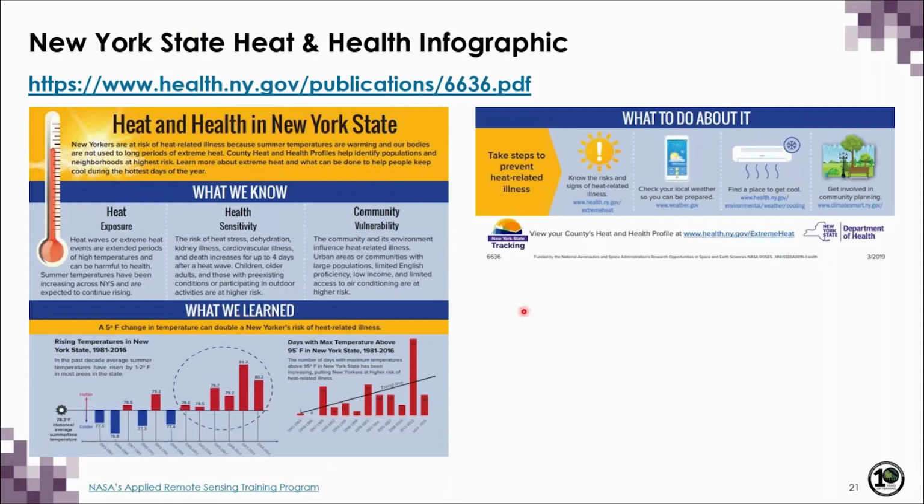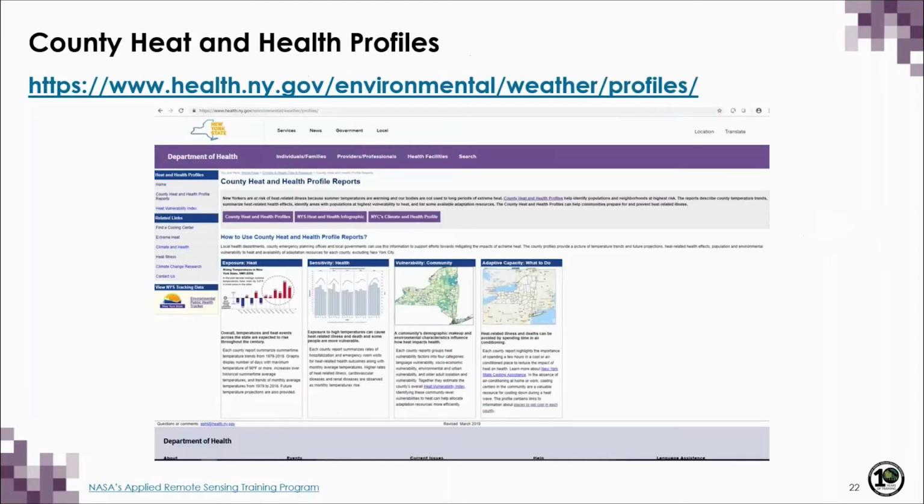So this is just a simple summary of what we found, some engaging graphics, and then a list of resources for mitigation. We've also developed county heat and health profiles. So for each county in New York State, people can look up their heat exposure profile and heat-related health outcomes. So we have some exposure metrics. We have heat-related health outcomes that provide the burden of heat-related illness in their specific counties. And then we have some resources that can help with heat mitigation.